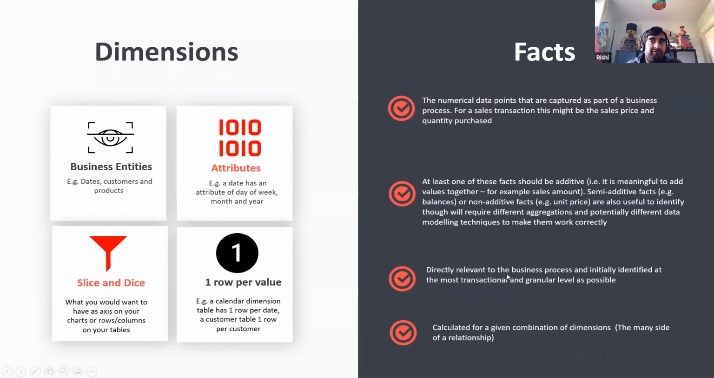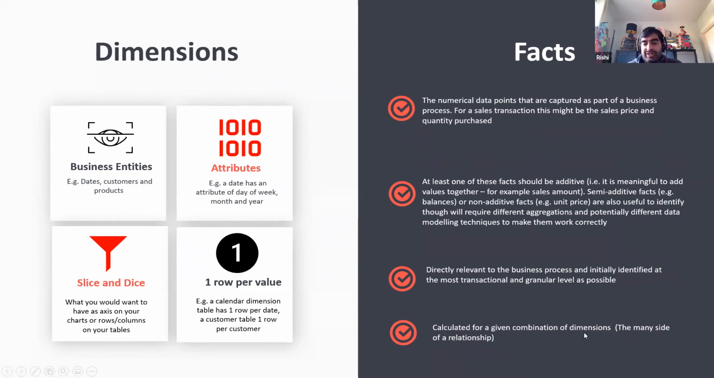Make sure they're directly relevant to the business process. So the fields, the numerical values in here should be directly relevant to that business process and should be at the most granular and transactional level. You can always roll stuff up in Power BI, and we'll look at architecture in a minute where you can think about aggregating your data, but it should be initially identified at least at the most transactional granular level that you can. And the idea is that these fact tables are calculated for a given combination of dimensions.